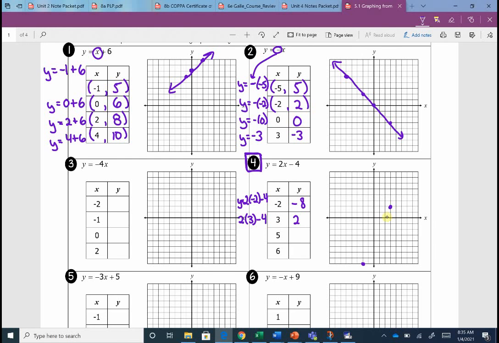Next input for x is a 5. 2 times 5 minus 4. 2 times 5 is 10. Minus 4 gives me 6. 5, 1, 2, 3, 4, 5, 6.